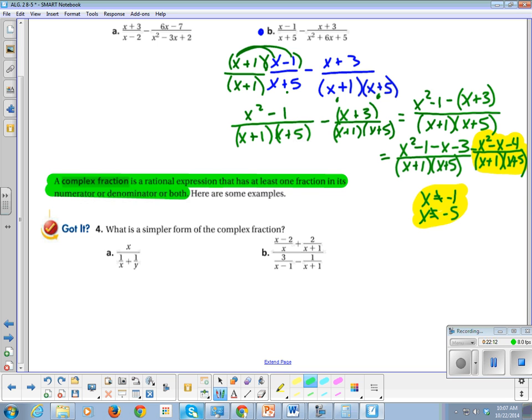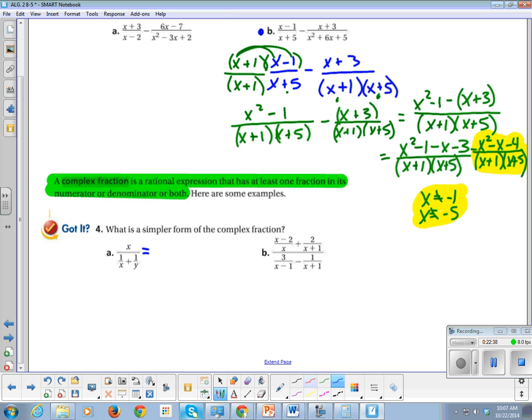Let's look at some examples. x over the quantity 1 over x plus 1 over y. We're going to make a simpler form of the complex fraction by taking our denominator, finding a common denominator, and multiplying by the reciprocal, trying to make it one simple fraction.